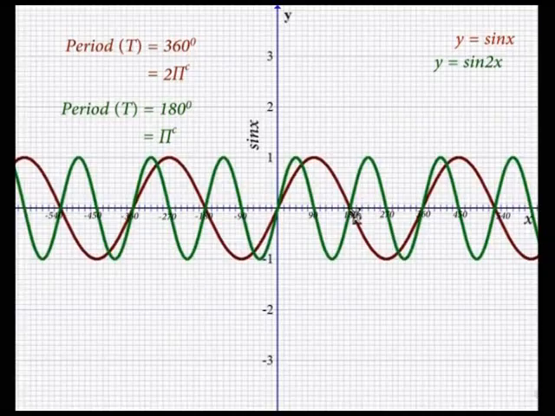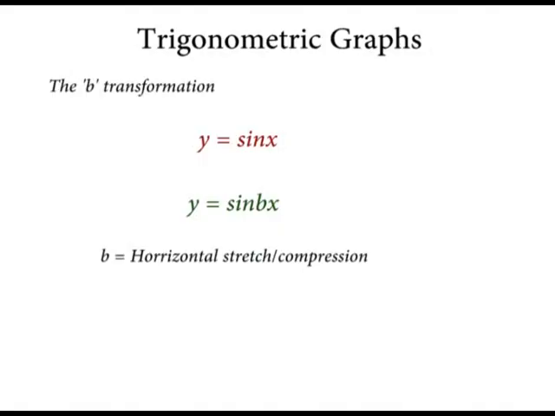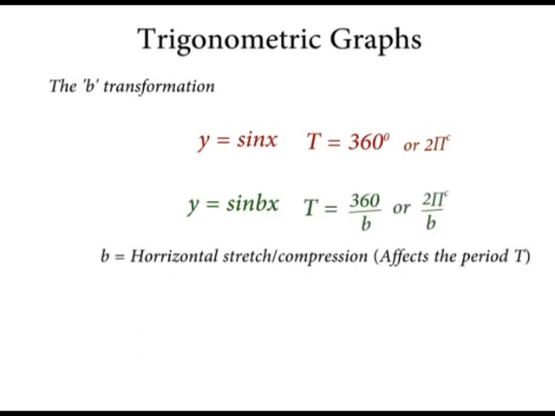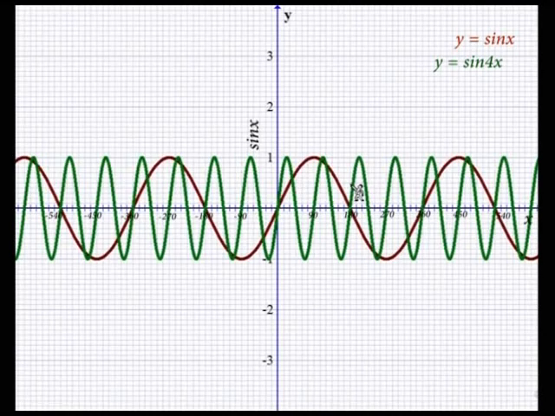And so in general, a B transformation affects the period of the graph. Given the period of y equals sine x is 360 degrees, the period of y equals sine bx will be 360 over b, or 2 pi over b. So for y equals sine 4x, let's see if we can confirm this pattern.